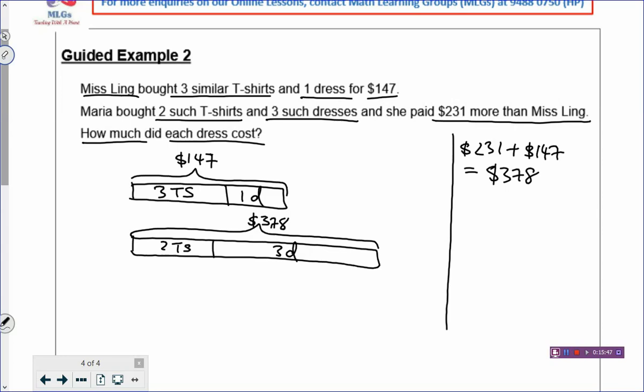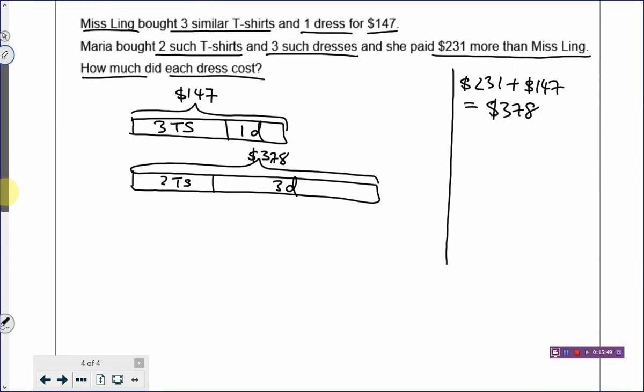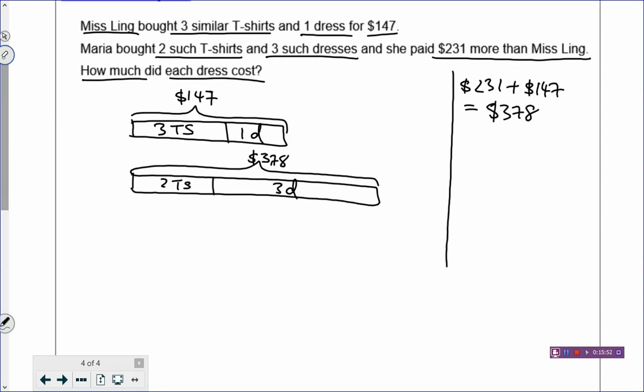Okay, now, so you want to find how much is 1 dress. So I don't need to know the t-shirts, right? I can get rid of the t-shirts. And how do I get rid of the t-shirts? By making the number equal.